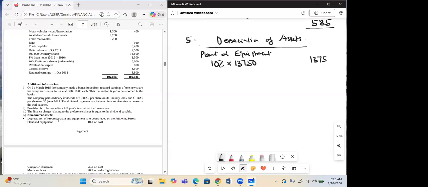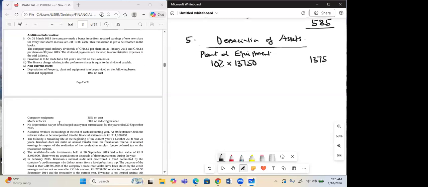Then the next one, it says what? Computer equipment, 25% on cost, right? So computer equipment, give me the cost. 7,200. So calculate 25% of that for me. 1,800. The next one is what?